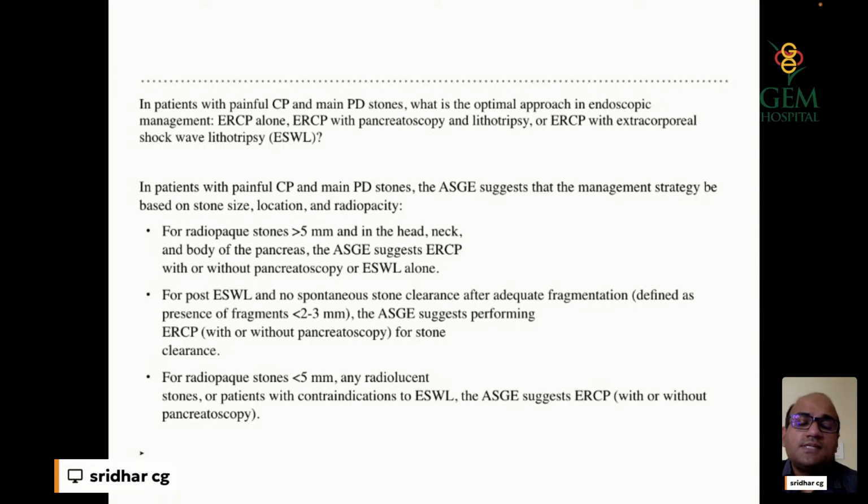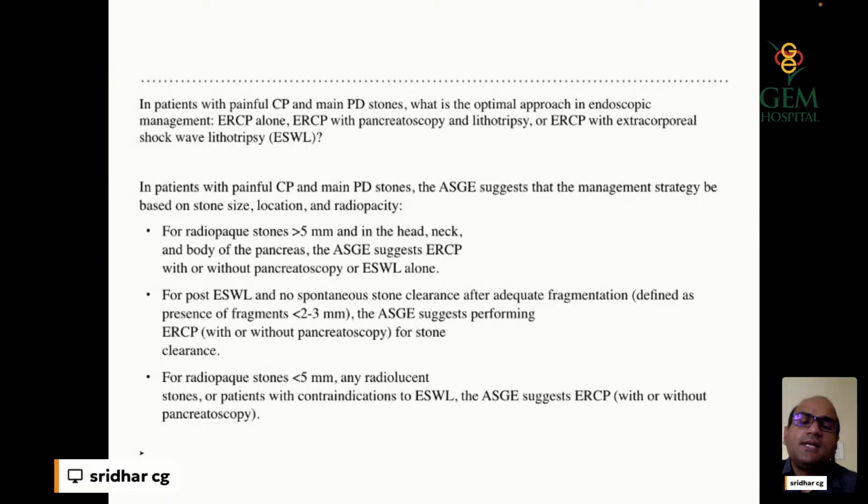the ASGE guidelines, which is the American Society of Gastrointestinal Endoscopy, suggests the management strategy has to have three most important ideas: the stone size, the location of the stones, and the radio opacity of the stones. The radio opaque stones, which are more than 5 mm in the head and the neck and the body, ASGE still suggests ERCP with or without pancreatoscopy or ESWL alone. Whenever the radiopaque stones are less than 5 mm or radiolucent stones or patient with contraindication to ESWL, ASGE suggests ERCP alone with or without pancreatoscopy where a PD stent can be placed directly.